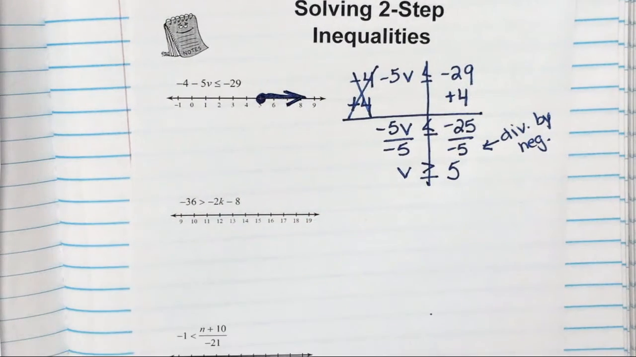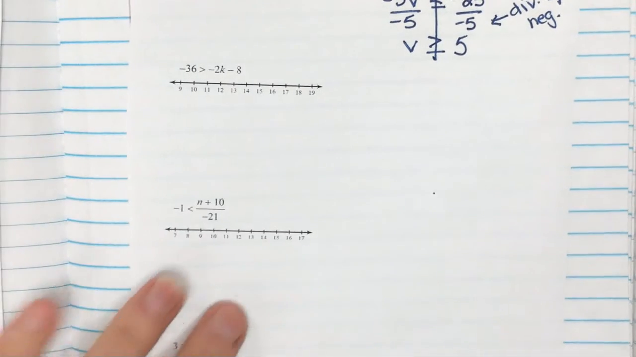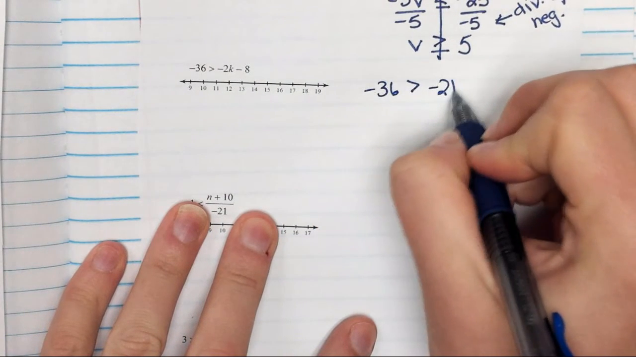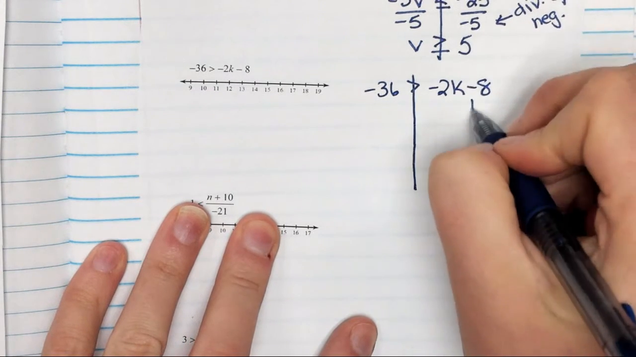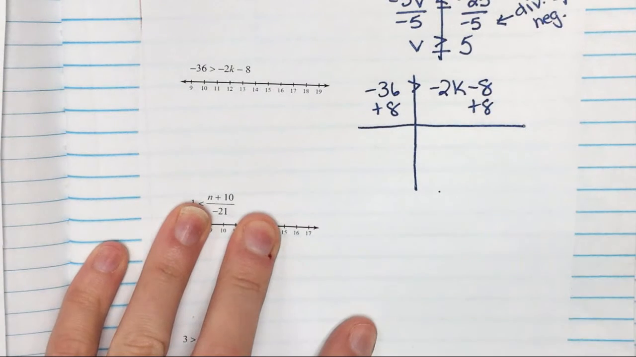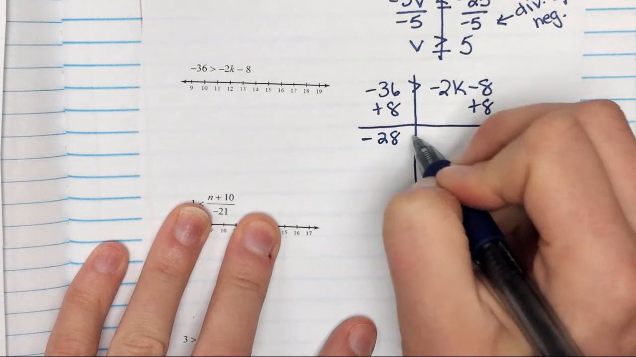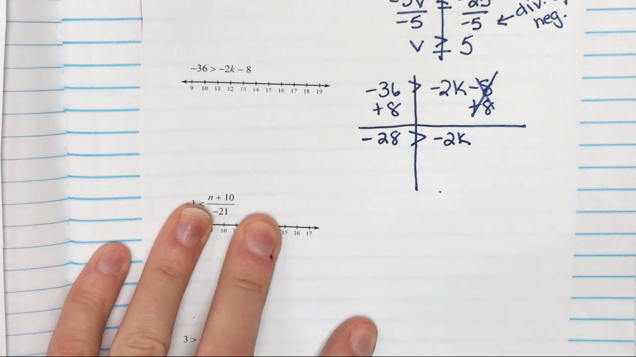So my arrow points to the right. All right, example number 2. I have negative 36 is greater than negative 2k minus 8. So I have 8 that's being subtracted, so I'm going to add 8 to both sides. Negative 36 plus 8 leaves me with negative 28 is greater than negative 2k for the addition property of inequality.